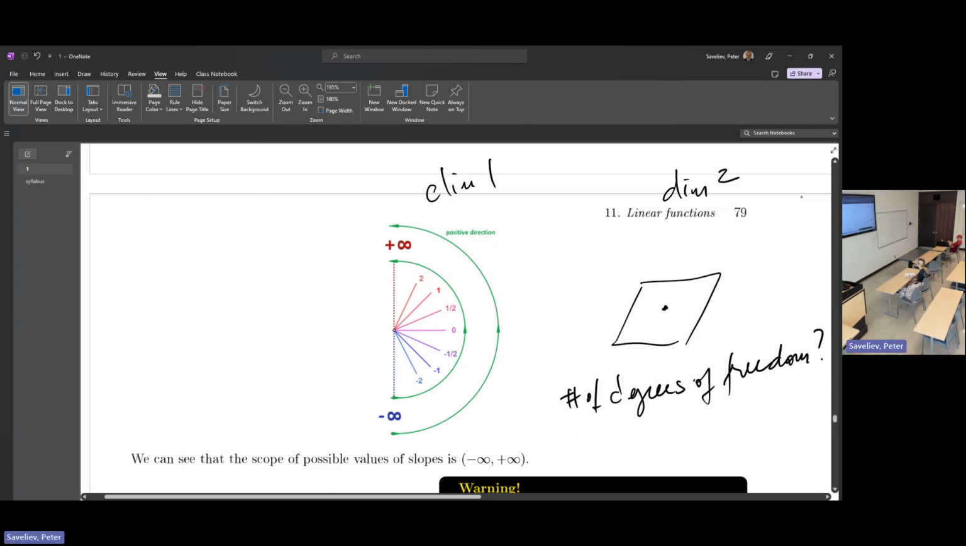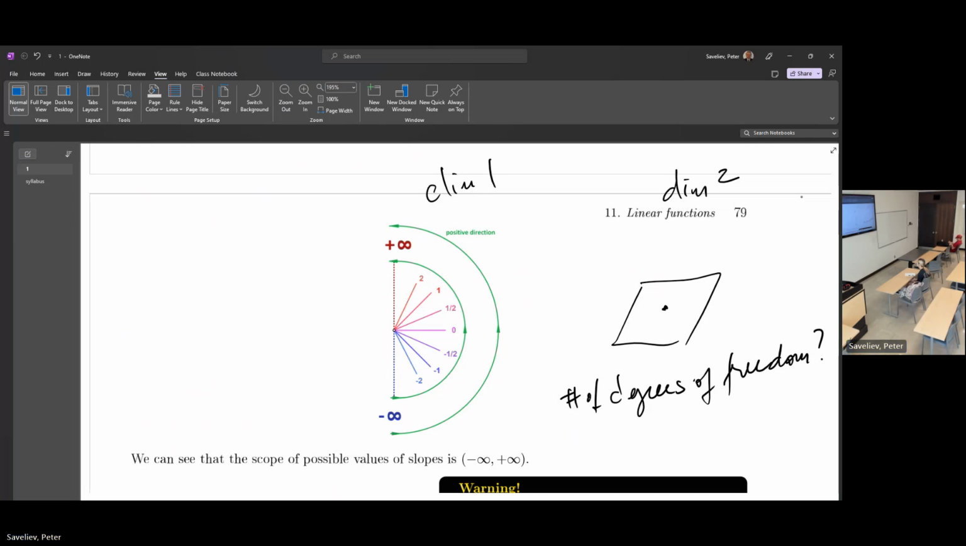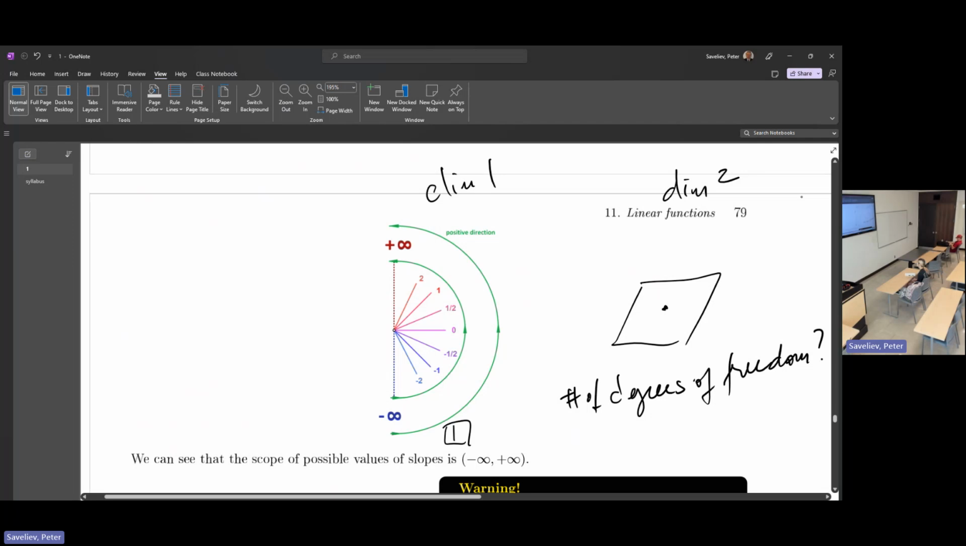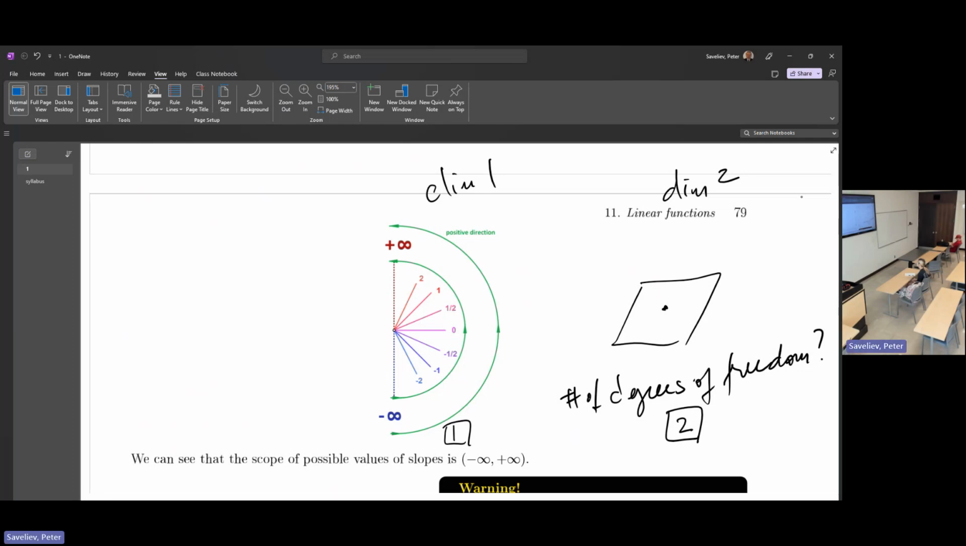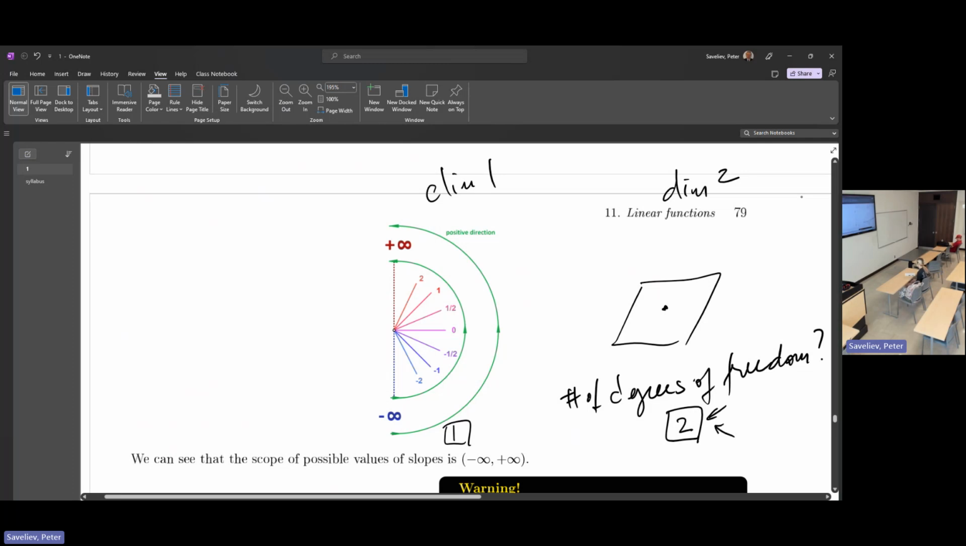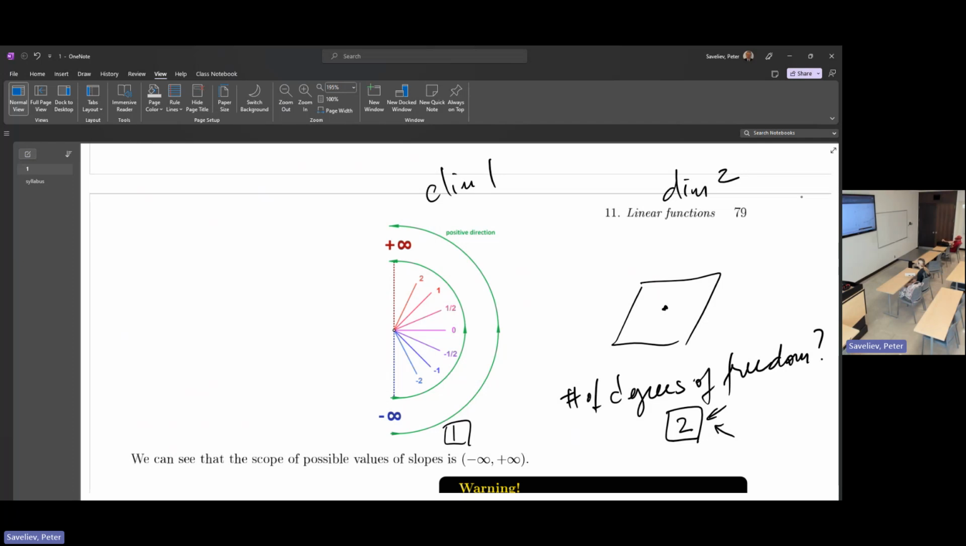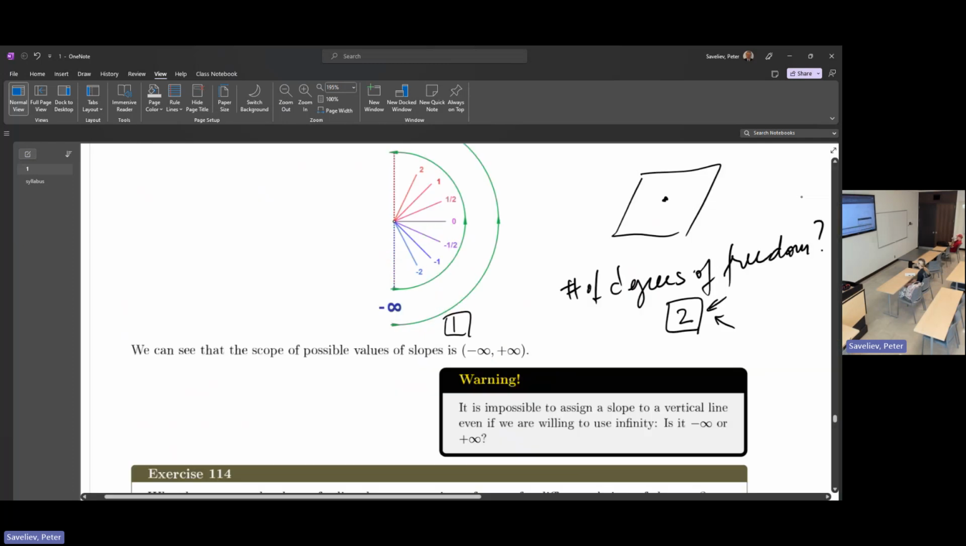The number of degrees of freedom: this is 1 degree of freedom for lines, and here 2 degrees of freedom for the plane. It's not entirely obvious. You can't guess right away because there are infinitely many ways you can do it like this. But it turns out that you can split it into this and that, so you change it this way and then change it that way, and that's sufficient. You can get anything else. So there are 2 degrees of freedom.